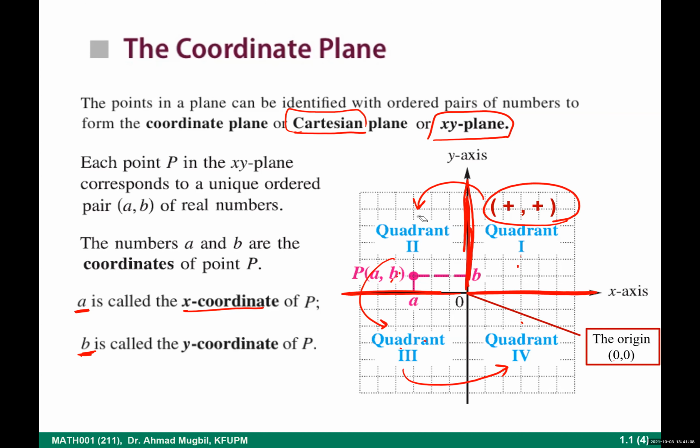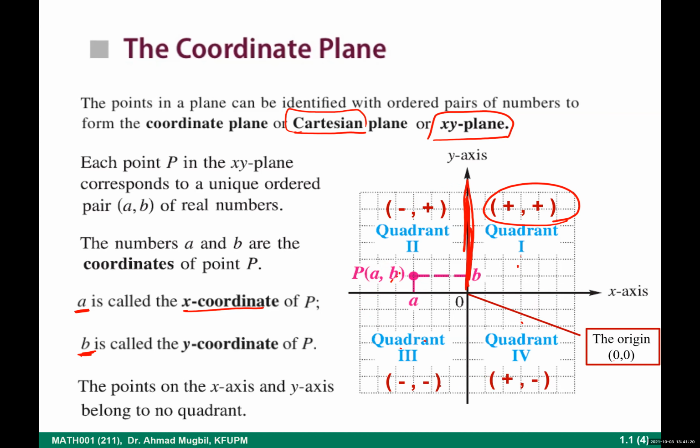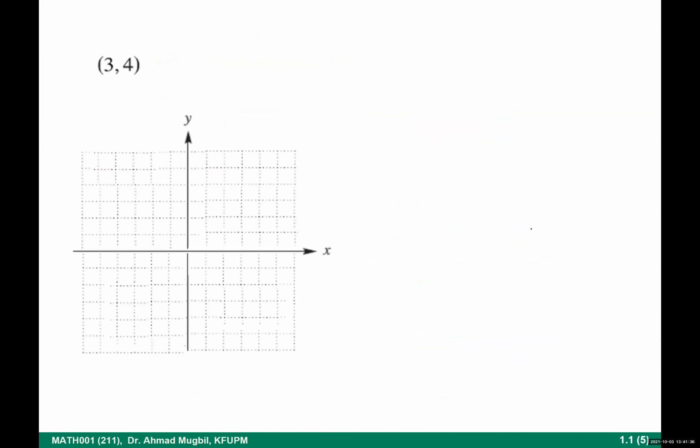In the second quadrant, x will be negative, y is positive. In the third, both are negative. In the fourth, x will be positive, y will be negative. What about the points on the boundary? If I have a point here on the y-axis, is it in the first or in the second quadrant? It is in fact on the axis. It is neither. It is not in the first one, it is not in the second one.